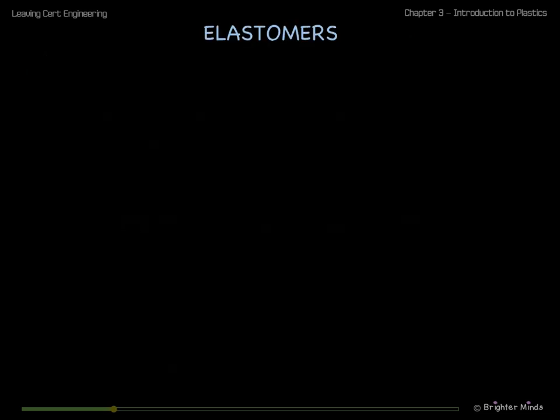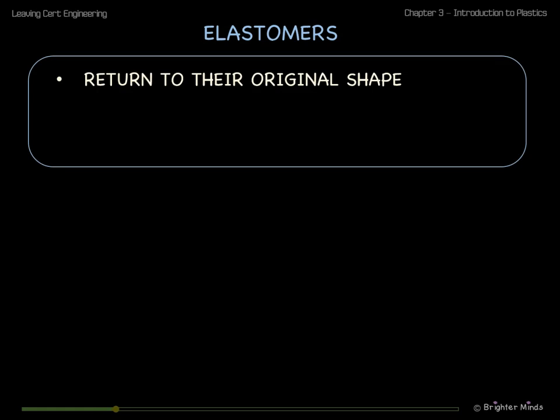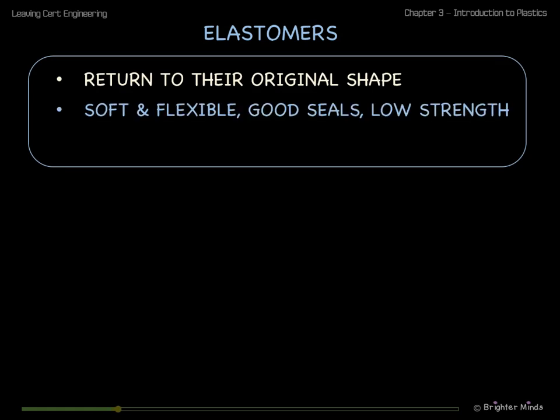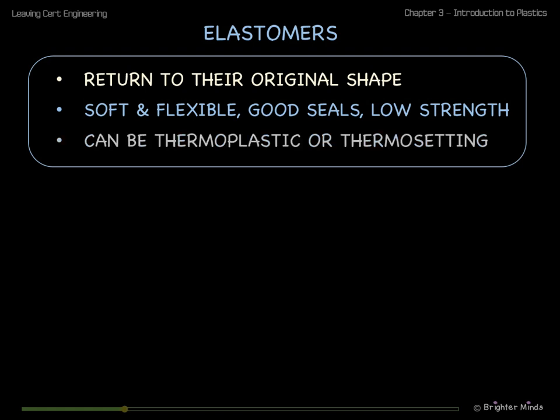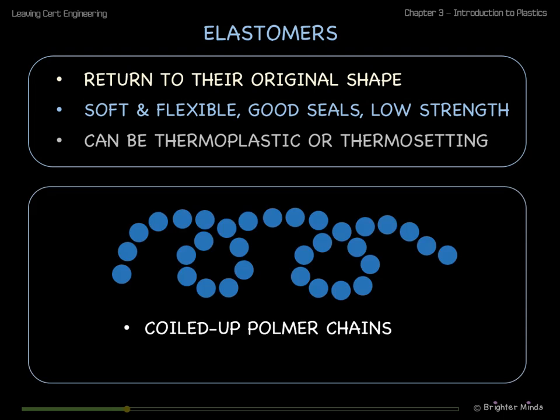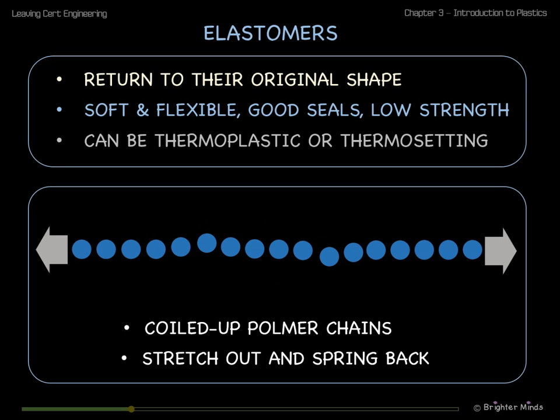Elastomers are rubber-like plastics that can return to their original shape. They are generally soft and flexible, make good seals, and have low tensile strength. Elastomers can be thermoplastic or thermosetting. The polymer chains in elastomers are in coiled-up shapes like springs. They can be stretched out, and then they spring back when released.